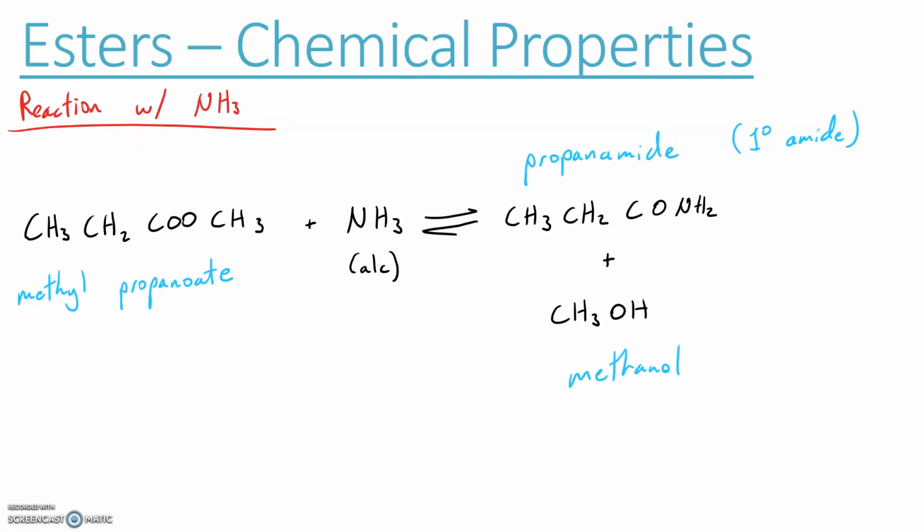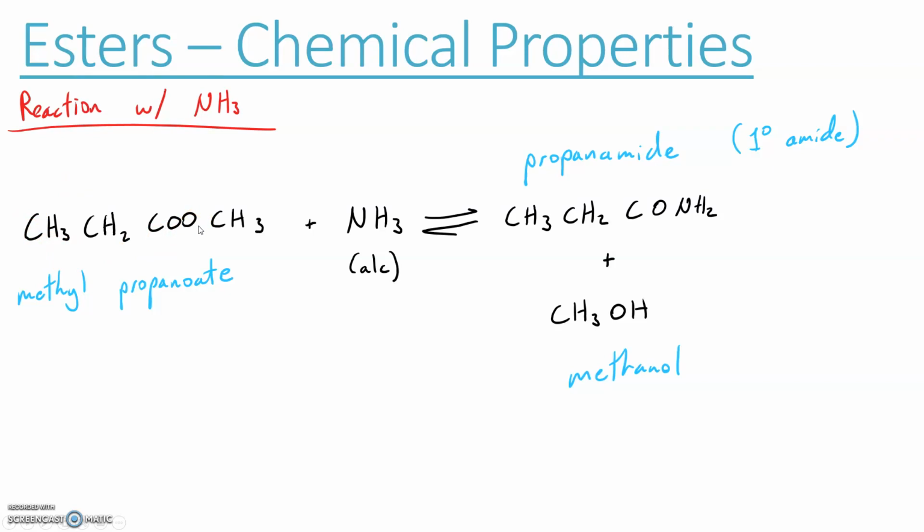Okay, the reaction with ammonia in alcoholic conditions, important, is that we get a primary amide and an alcohol. So again here, what are we starting with? We're starting with methyl. This is our methyl propanoate. Propanoate here on the left, this is propanoate, and methyl here. Again, we get an alcohol, which comes from our alkyl group, our methyl in this case, so we get methanol. And we get this part here.